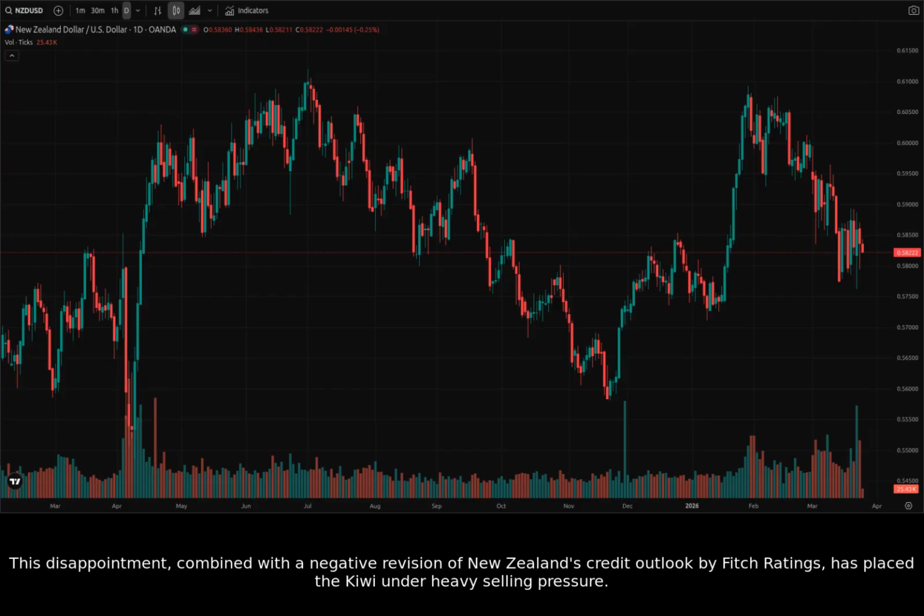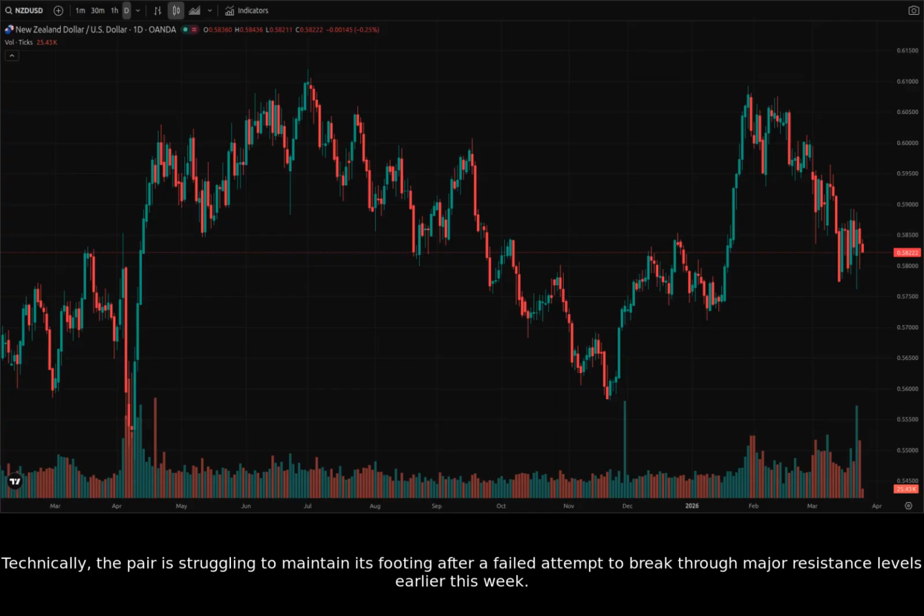This disappointment, combined with a negative revision of New Zealand's credit outlook by Fitch Ratings, has placed the Kiwi under heavy selling pressure. Technically, the pair is struggling to maintain its footing after a failed attempt to break through major resistance levels earlier this week.